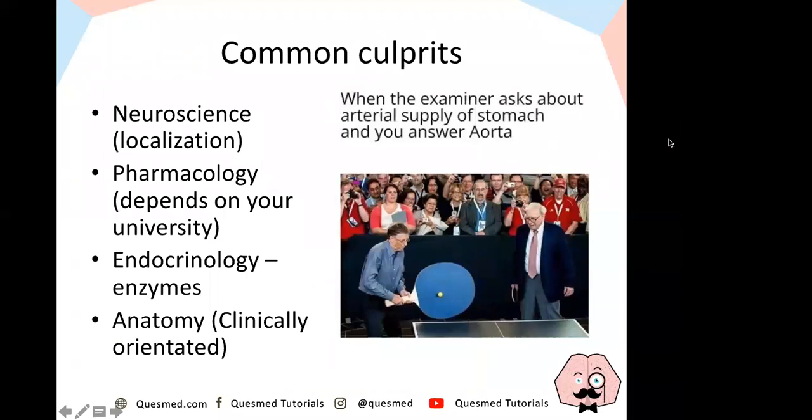So the common culprits are things like neuroscience, because localization and neuroanatomy have a very strong link to clinical neurology. Pharmacology depends on which university you go to. Some do clinical pharmacology. At my university, we did preclinical, so it was in year 2. But I think you do have to know a fair amount of pharmacology practically, regardless, so it's very important to revise it as much as you can. The enzymes, I did talk about that. And then having an understanding of anatomy.